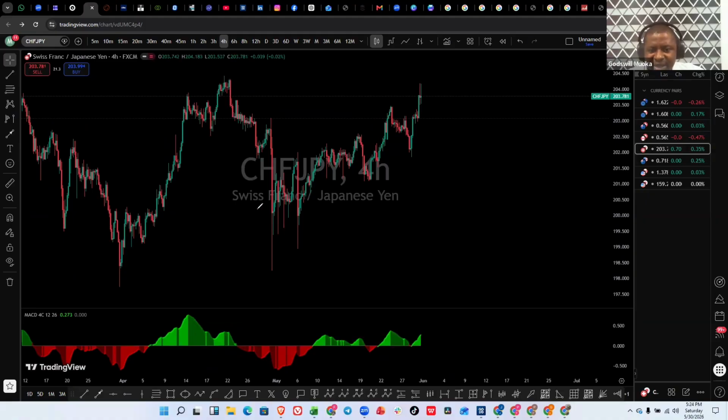So what am I anticipating next is any corrective structure, a small one, could be an opportunity to push back to the upside, taking away this high and also this high. Okay, so price could go even above 204.500 levels. So before you enter, you probably need to wait for a corrective structure before you continue with the momentum to the upside.